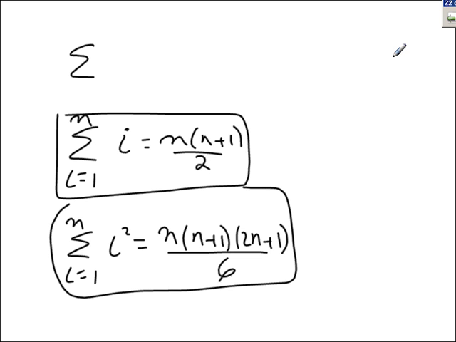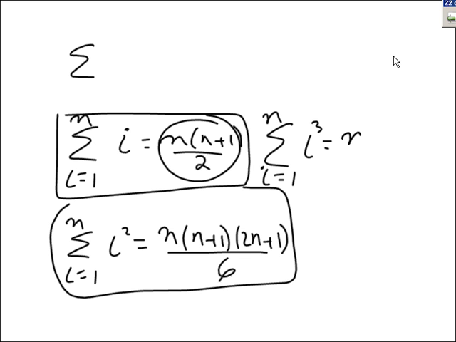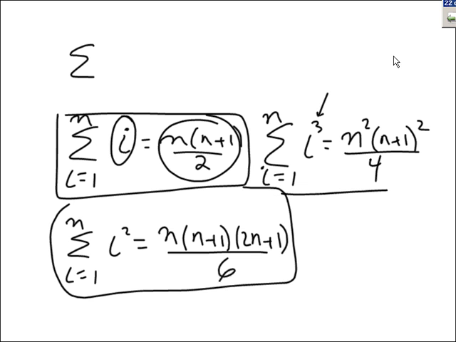And the third one, which I'm going to call the fourth one in a moment, the summation of i cubed is just this squared. It's n squared times n plus 1 squared over 2 squared. Unfortunately, the i didn't get squared. That's the third formula you must know.